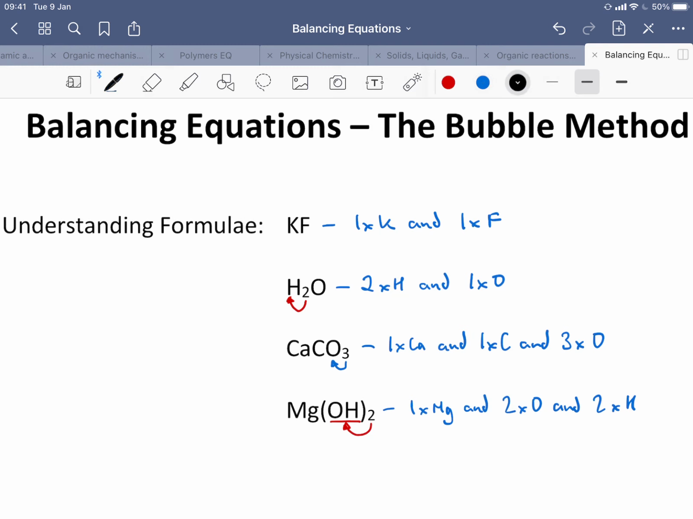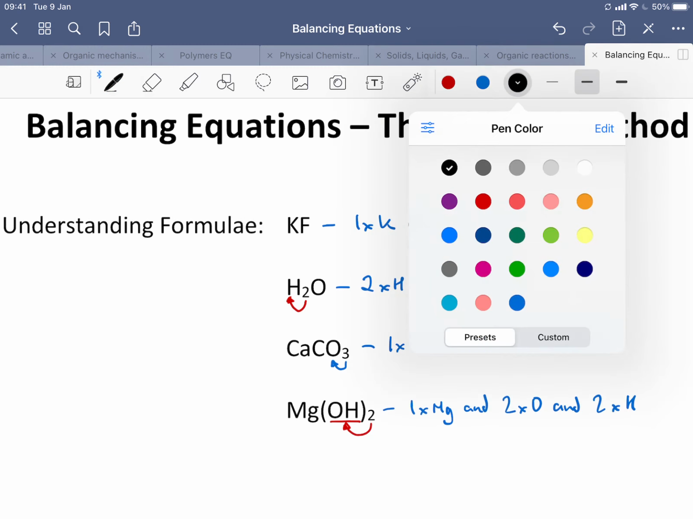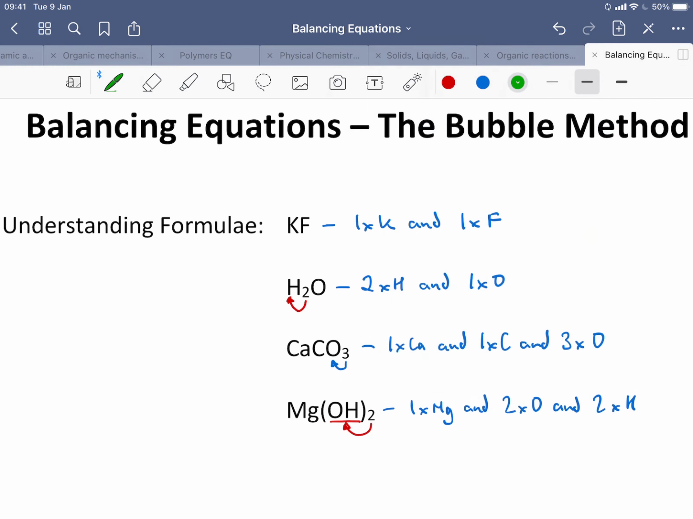Now, the reason that this is important for what we're about to do in the bubble method is we're going to write the formulae in terms of the numbers of each element there is in that formula. The reason it's called a bubble method is because we're going to put a ring or a bubble around what we've done there. And that's something that we cannot change. We're going to be using that when we come to balance our equations.